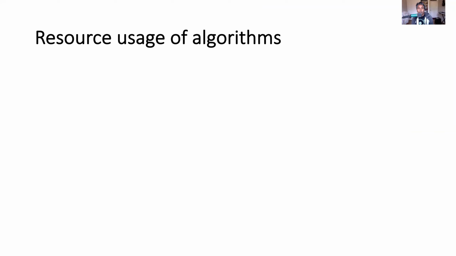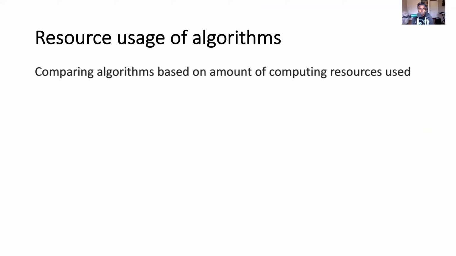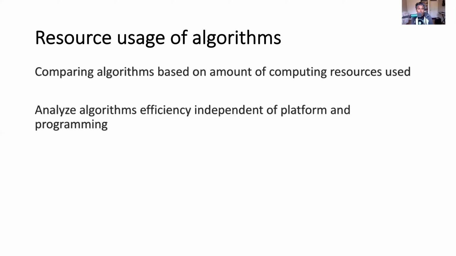So we come to a new definition of comparing algorithms, which is the resource usage of an algorithm. That means comparing algorithms based on the amount of computing resources each algorithm is going to use. Not measuring the time, not worrying about the platform or the programming language, but something that I can tell you when you are in the other corner of the world. I can tell you, based on the computing resources this algorithm is going to consume, how good this algorithm is. How do we do that? Let's talk about it. That is called analyzing algorithm efficiency, which is independent of the platform and programming language.